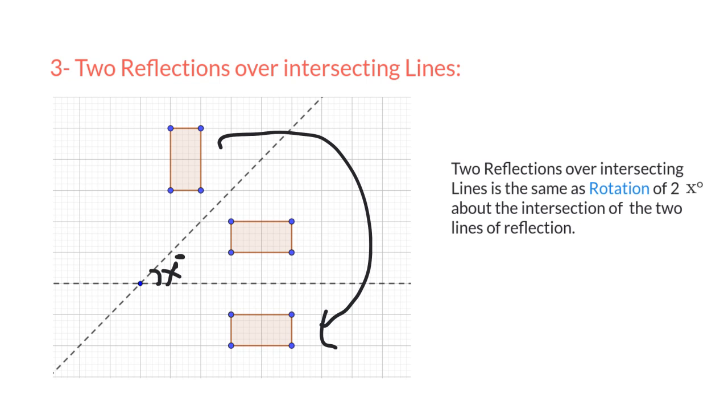So two reflections over intersecting lines is the same as a rotation. What you do for the rotation is you just double the angle of the intersecting lines. So those are the three most common compositions of transformations, although you could compose any two transformations however you want, or even more than two, to get new results.